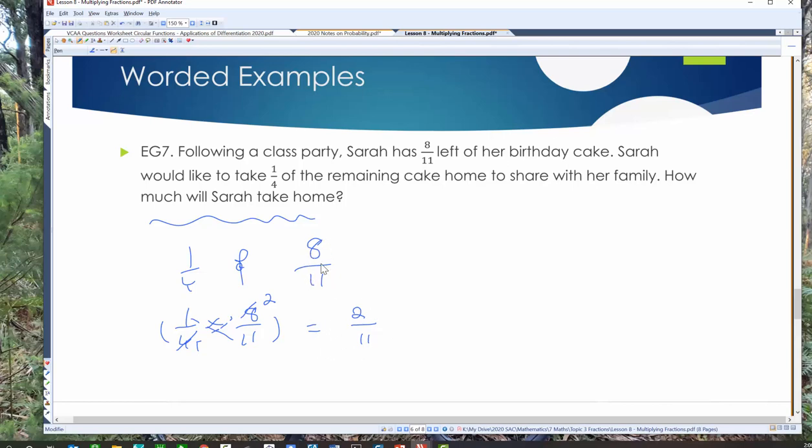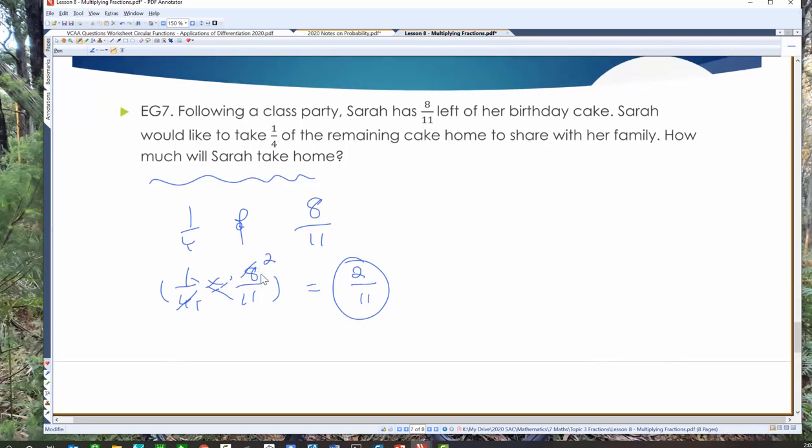And if you think about it, if I've got 8 parts out of 11 left of the cake, or there's 8 bits of cake out of the 11 left and I quarter them, of course I'm going to take 2 parts out of the 11 home. That makes perfect sense.